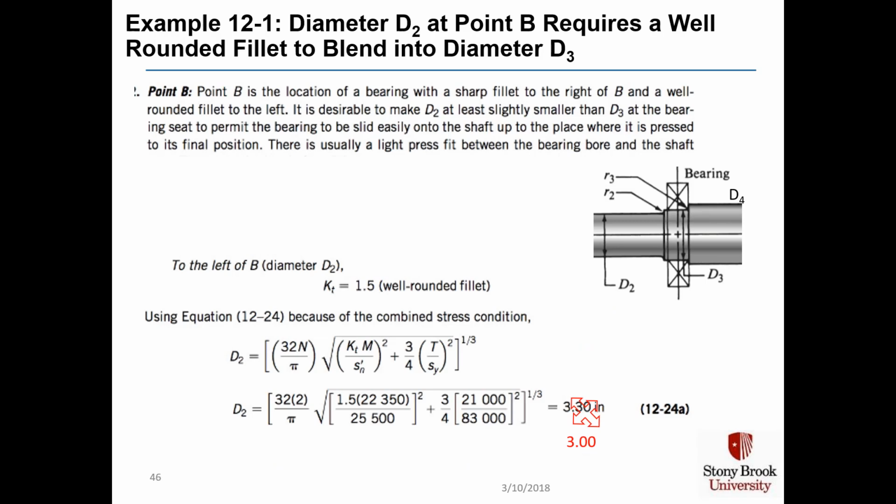Now diameter D2 at point B requires a well-rounded fillet to blend into diameter D3. For a well-rounded fillet, we use KT equals 1.5, and we plug that value and the moment and the torque into the equation for D2. Our book says that that gives you 3.3 inches, but I did this in Excel and I got 3 inches.